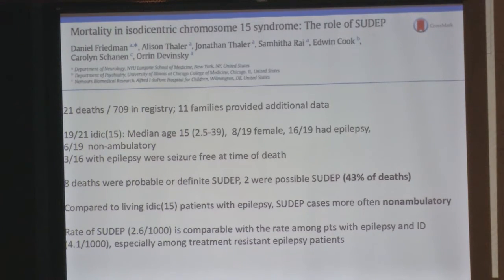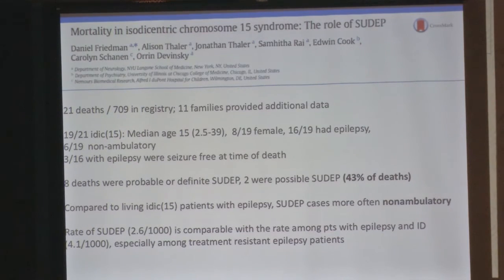And the one significant difference they found was that the patients who had died were non-ambulatory. So they had more severe neurological dysfunction, if you will. 6 of those 19, in fact, were non-ambulatory. 3 of those 16 who had epilepsy were actually seizure-free at the time of death, meaning many of them still had very active epilepsy. So what they found was that 8 of those deaths of the 21, sorry, were probable or definite SUDEP, while 2 were possible.